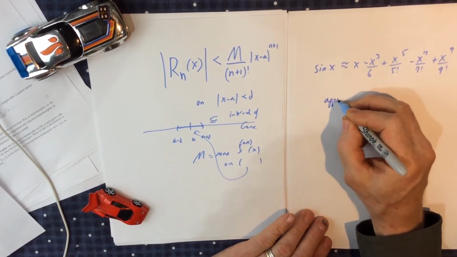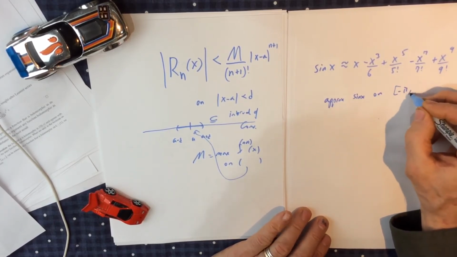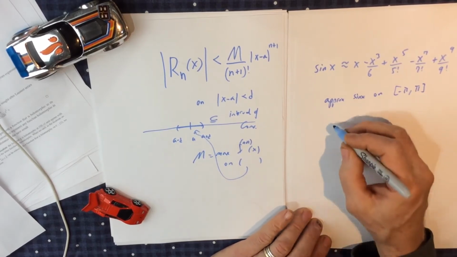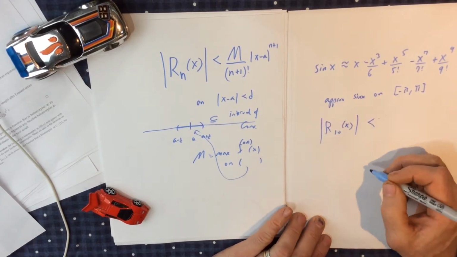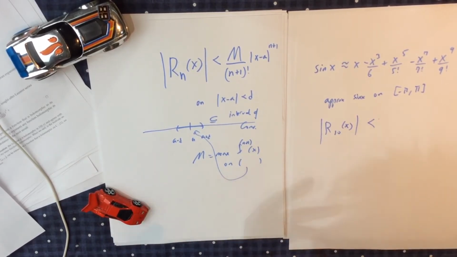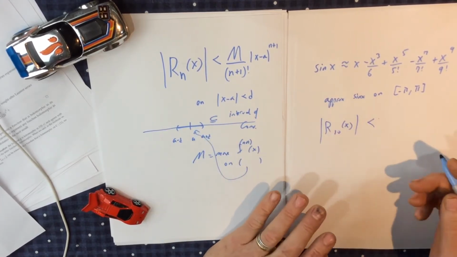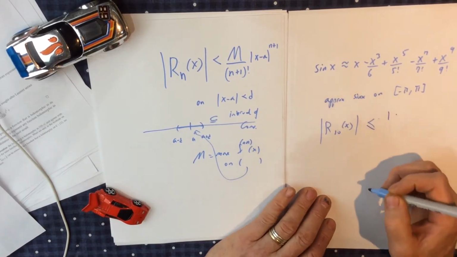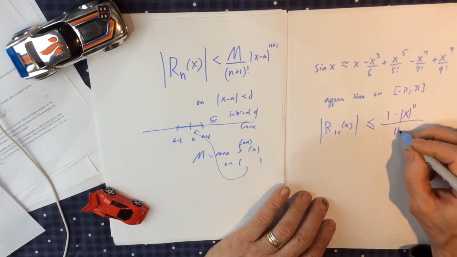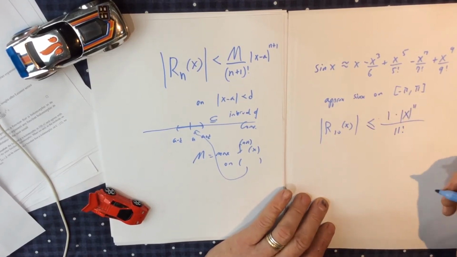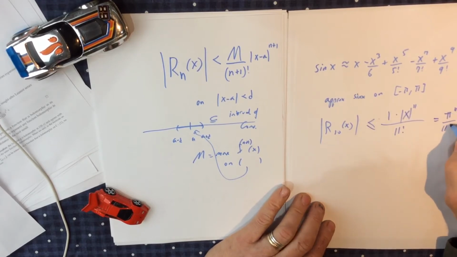Let's approximate sine x only from minus pi to pi again. And I'm going to calculate what R10 would be. Well, the maximum of the 11th derivative of sine, again, is a cosine or a sine, on minus pi to pi, and that's bounded by 1. Times x minus 0 to the 11th over 11 factorial. But now x is only varying between minus pi and pi, so the biggest this will be is pi to the 11th over 11 factorial.